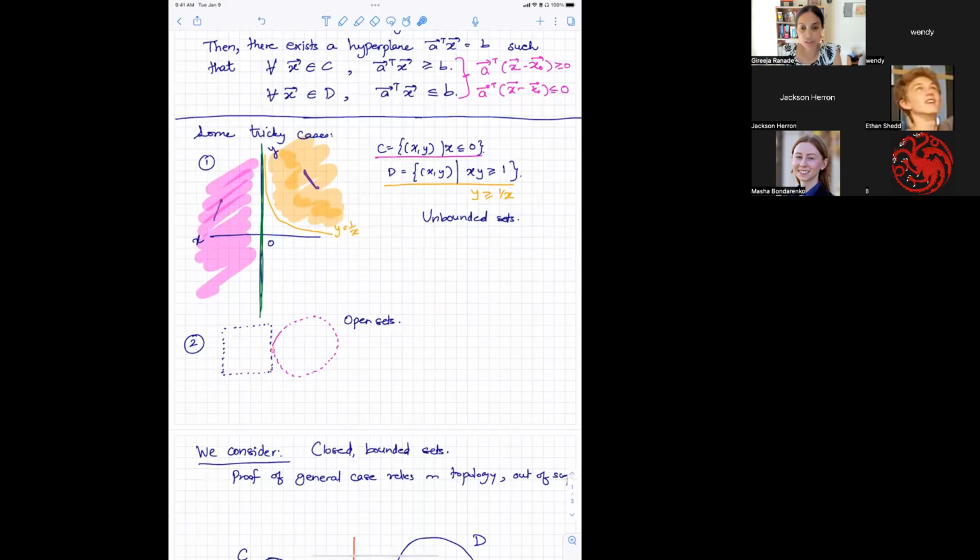Let's say these boundaries intersect at this one point, then again you can see that a separating hyperplane will exist here. But again, a separating hyperplane will exist here, but again, it's going to be difficult to deal with this particular situation in the proof that we're talking about.